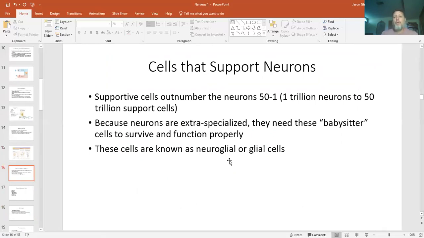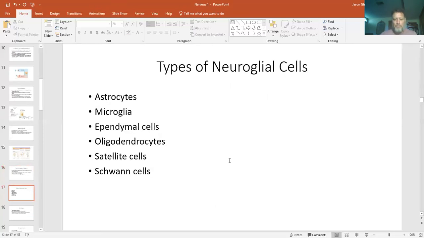All right. Neurons are very specialized, so they need what we call babysitter cells, known as neuroglial or glial cells. We have far more of these than we do actual neurons, and the ratio is approximately 50 to 1. For every one neuron, you've got 50 other cells supporting or helping take care of that one cell. Because neurons are so specialized, they need all of that help. There are 6 types. The first 4 listed here occur in the central nervous system. The last 2 occur in the peripheral nervous system.